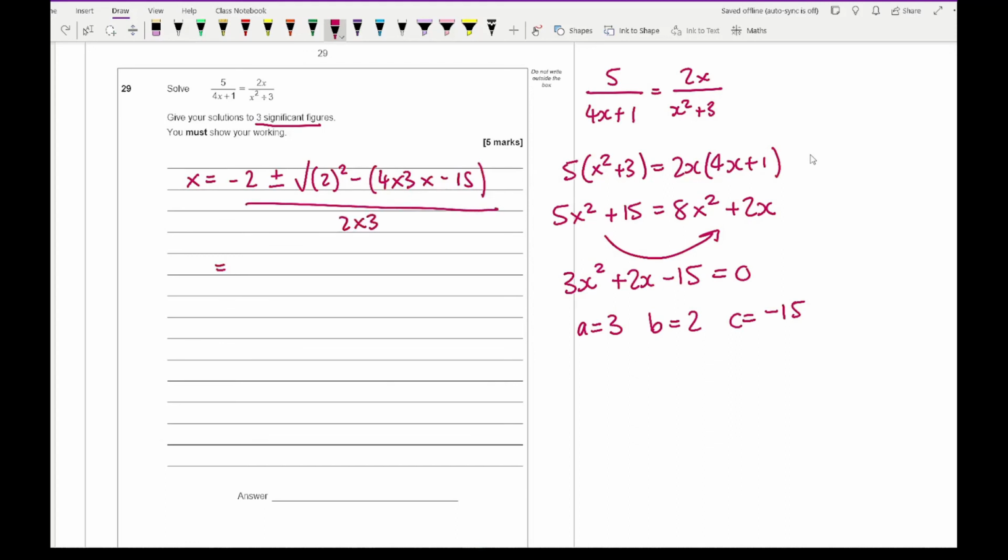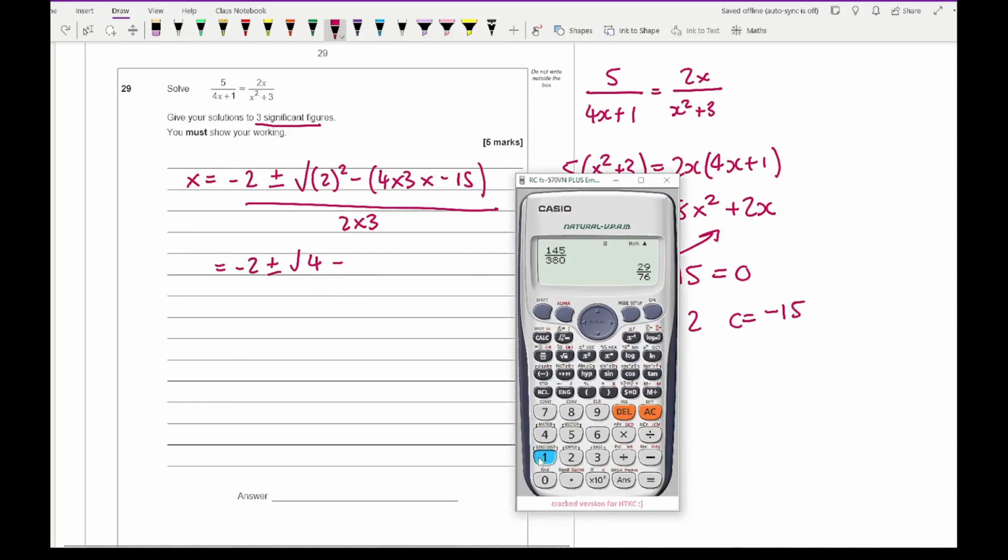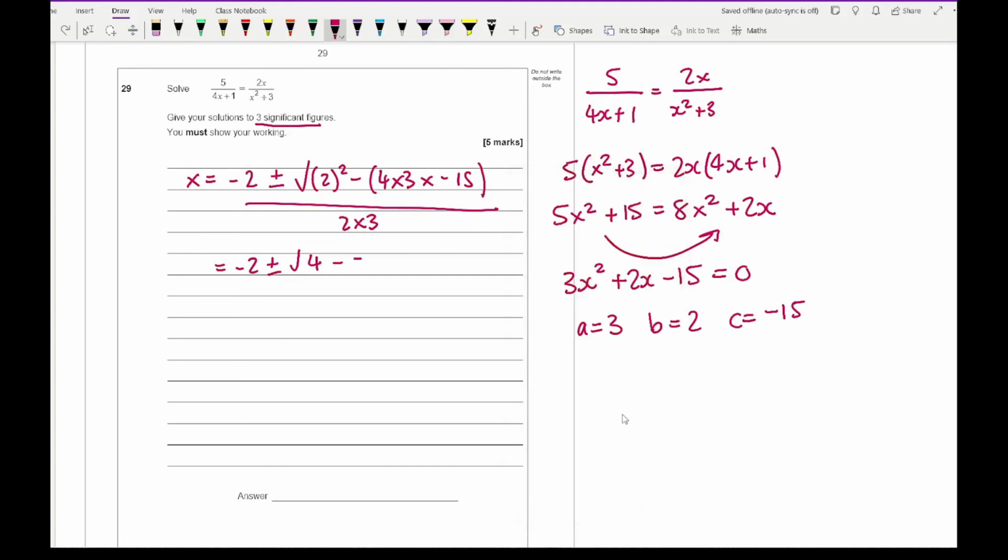Now again, simplifying this using my brain, I get 4 minus, and then 4 times 3, which is 12, times 15. Just check, so 12 times minus 15 equals minus 180. All over 6. So that becomes minus 2 plus minus, and then we've got root 184 over 6. So that's what I want to type into my calculator.